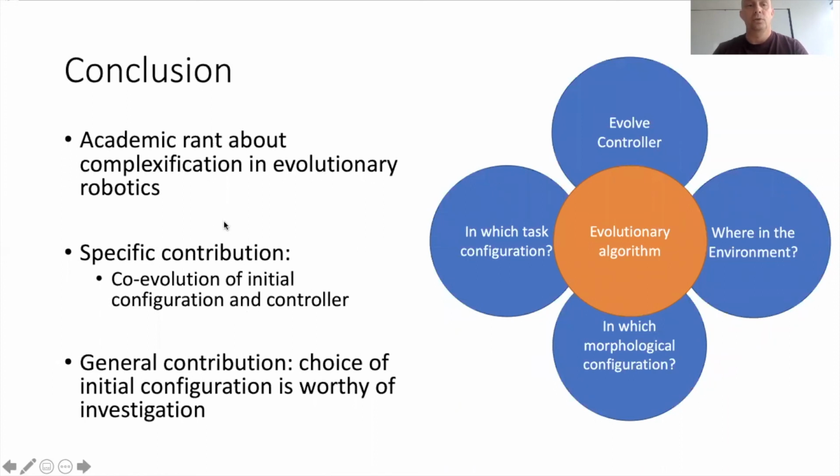Good, so this is a conclusion overview. I started with an academic rant about complexification in evolutionary robotics and the external drivers maybe of the research, just to give people something to think about. I think there's benefit to all kinds of research, but maybe there's room for people to think about whether they can do something different that will better fit other people than currently. So the specific contribution, a very small idea of co-evolution of initial configuration and controller, actually seems to work in this simulated environment. Of course, I'm not proud of this as a roboticist.